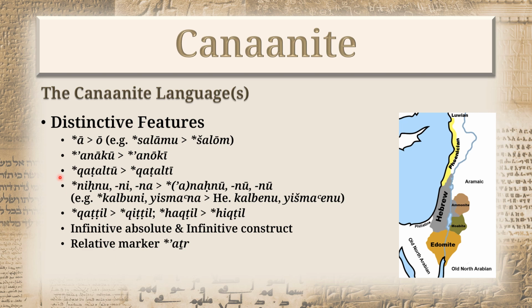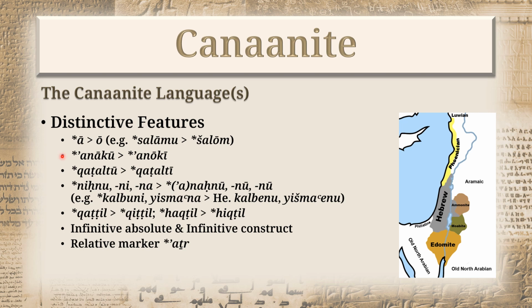And here you see some of the distinctive features of Canaanite that set Canaanite apart from Aramaic, and also, as far as we can see, from Ugaritic. Though in Ugaritic it's sometimes a little tricky because of the script that doesn't always represent vowels, but these can more or less safely be listed as distinctive features of Canaanite. So the first one is also probably the most prominent one. It's called the Canaanite vowel shift, which means Proto-Semitic long A became O, which is why in Proto-Semitic the word for peace is salamu, but in Canaanite we have shalom.